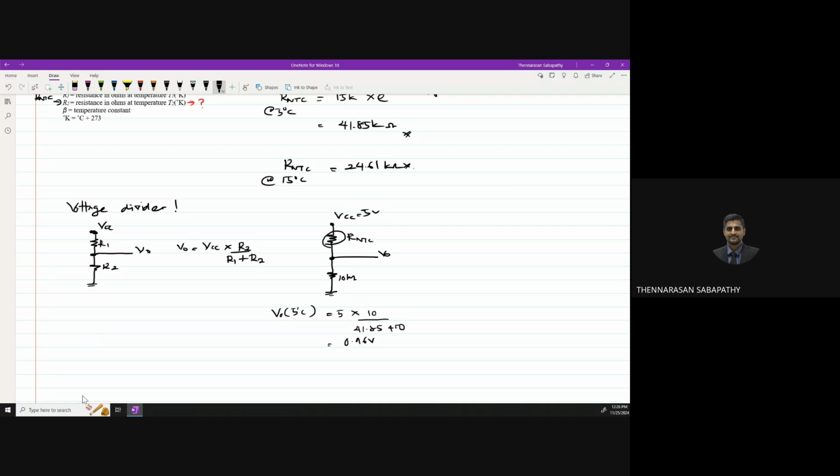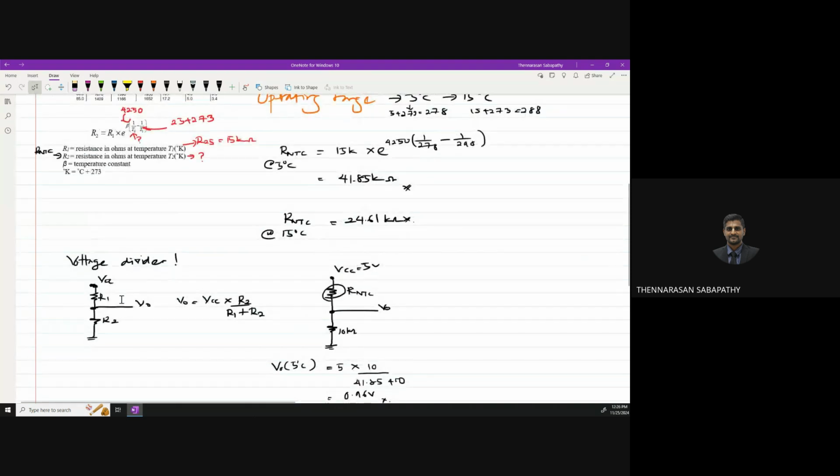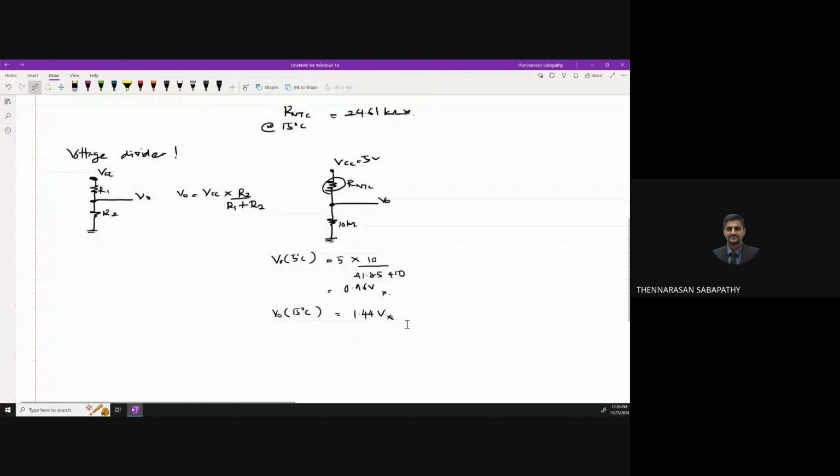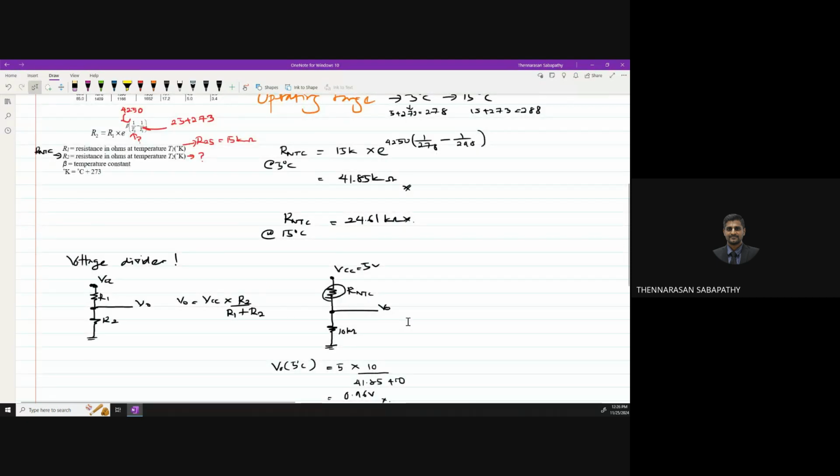Okay, similarly, you will calculate V out for 15 degrees Celsius. What is that? 1.44. 1.44. Okay, someone actually asked, I don't know who. I should have tried it. If you put it on the other side, you will get a high voltage here and a low voltage there. If you have tried that one.